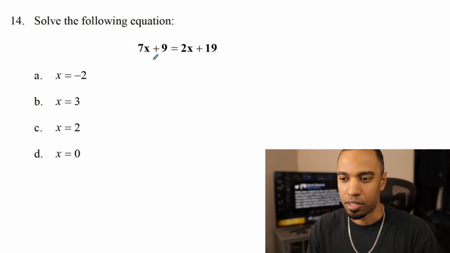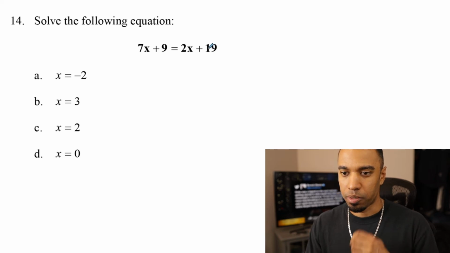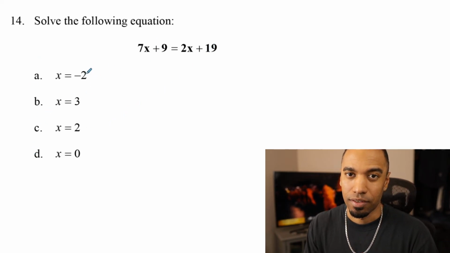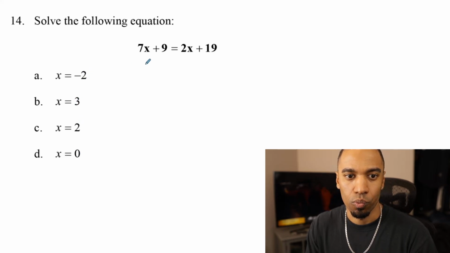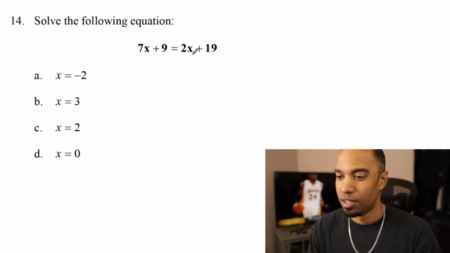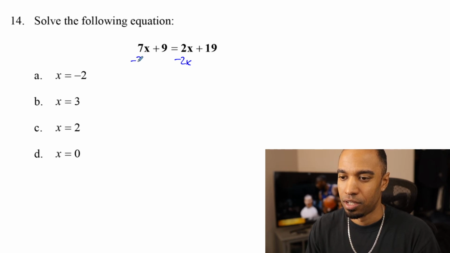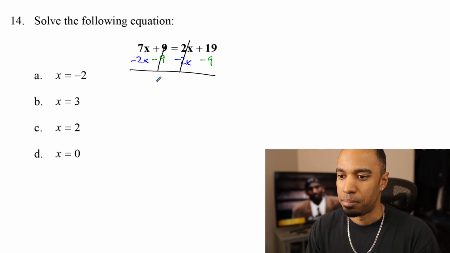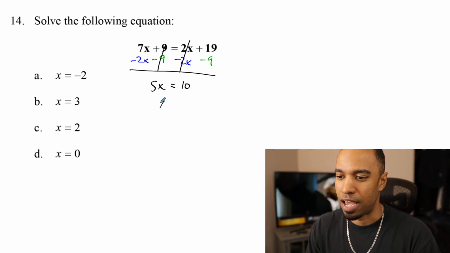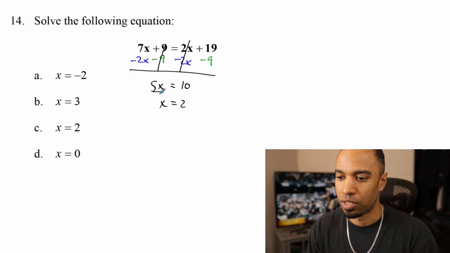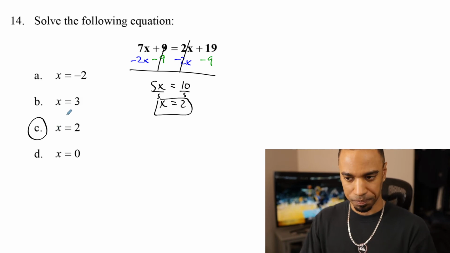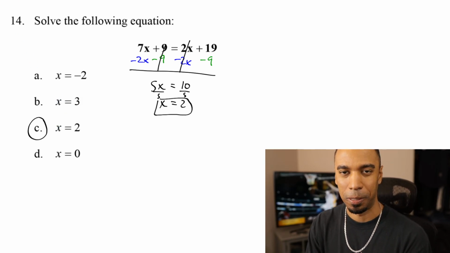Now I'm not going to spend a long time on these. 7x plus 9 equals 2x plus 9. Solve the equation, match the answer with it. One thing you could do, if you have the answers here, is just substitute these and see which one makes the left side equal the right side. But I'm going to do the algebra here. Subtract 2x from both sides, subtract 9 from both sides. We get 5x equals 10. Divide by 5, you get x equals 2. That looks like it is C. That's it for number 14.